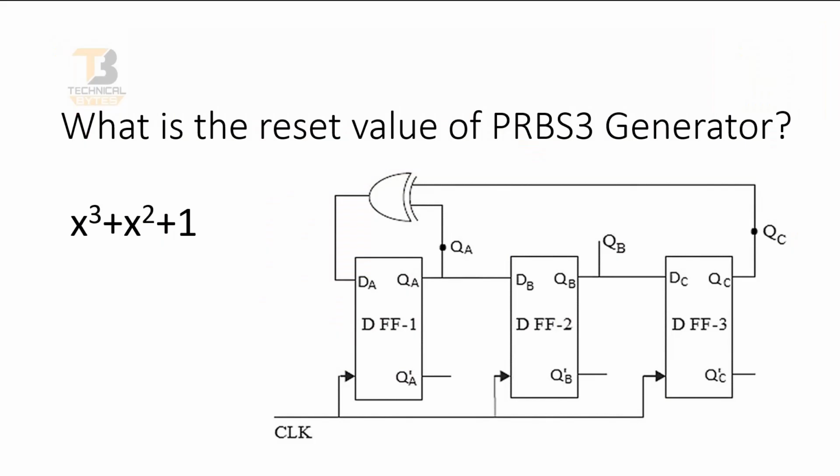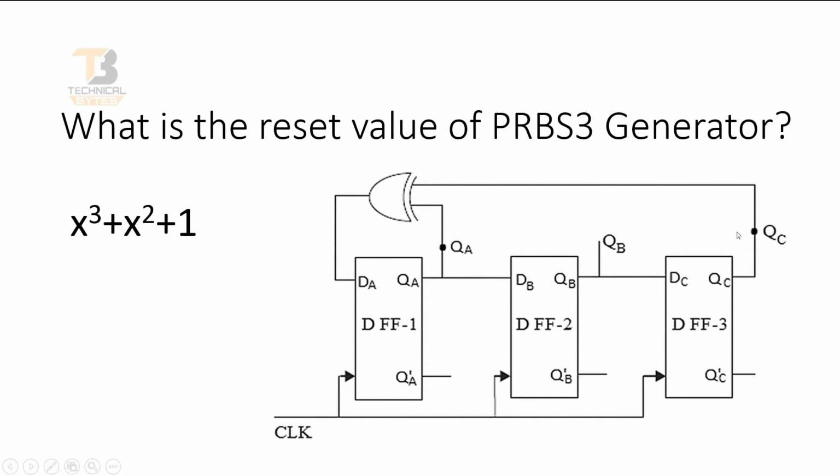Friends, before knowing the solution, let me repeat the problem statement quickly. So this is the PRBS 3 pattern generator, and this is its characteristic equation. And my question was, if we keep the reset value of all the flops 0, 0, 0, so nothing will move, all the flip-flops will have output 0, 0, 0 only forever.